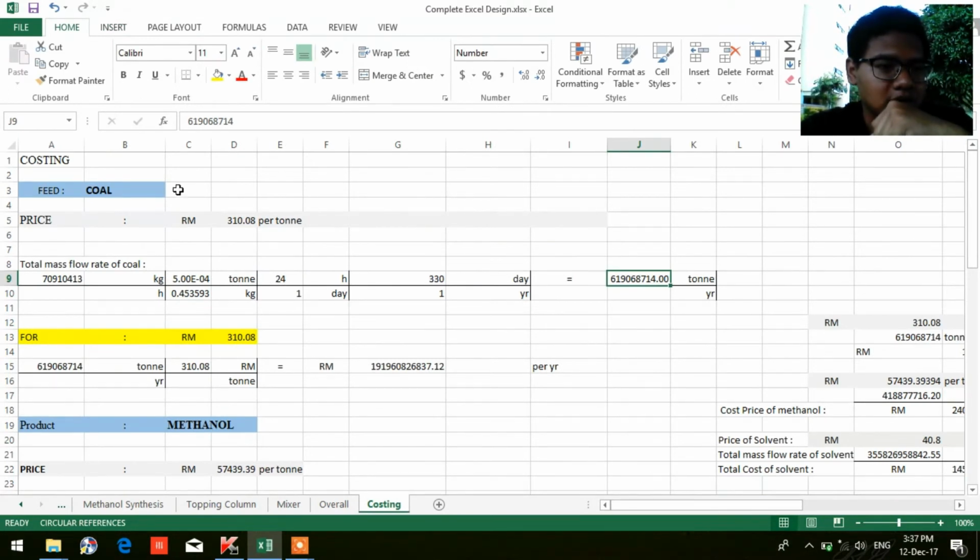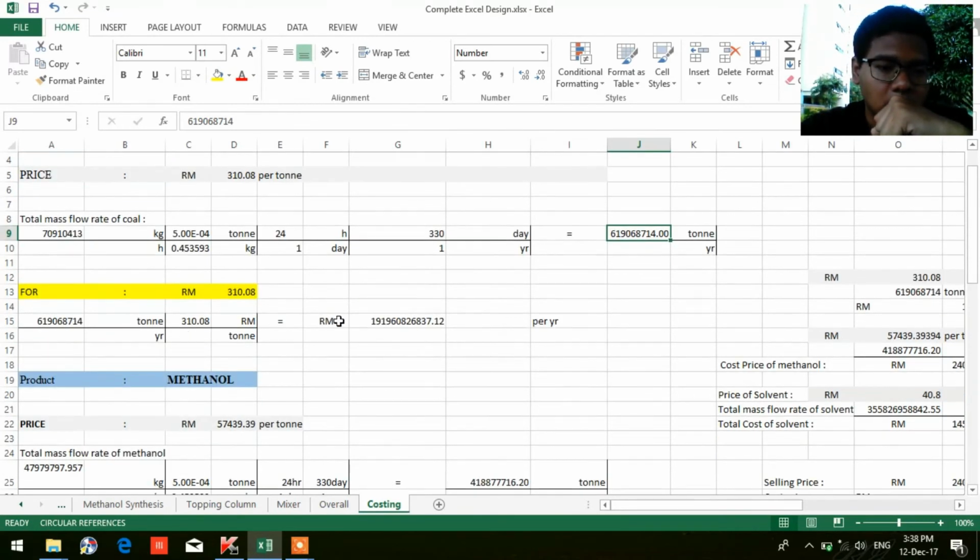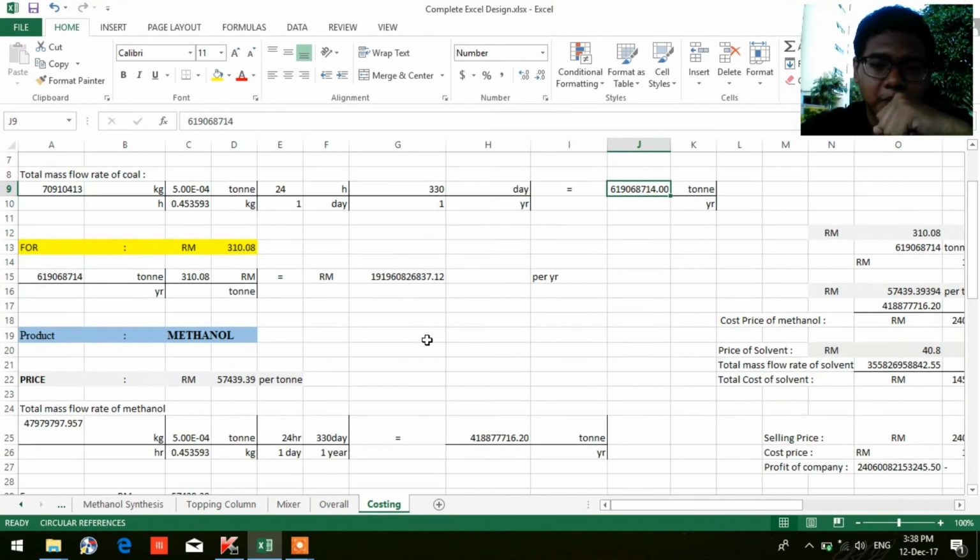We are at the costing part and our feed is coal. The price of coal is 310 ringgit Malaysia per ton, and we use approximately 619 million ton per year. So we multiply by the price and we will get 192 billion ringgit Malaysia per year.